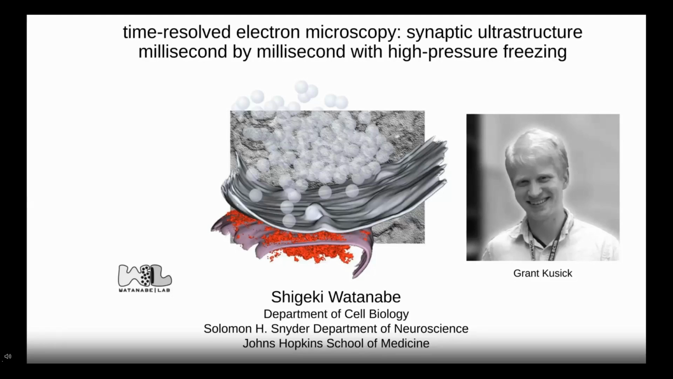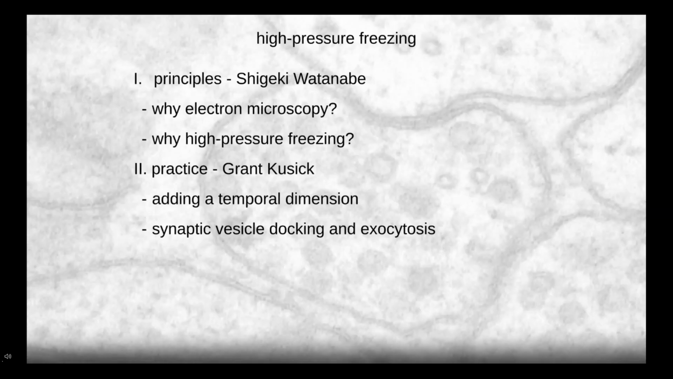And so this talk is divided into two parts. The first part is going to be me talking about why we are using electron microscopy and why we have to use the high pressure freezing technique. And in the second part, Grant is going to talk about how we are adding the temporal dimension into electron microscopy and how we are using this technique to look at how synaptic vesicles actually move at the synapses. So, let's get started.